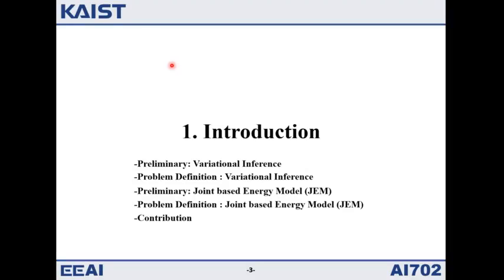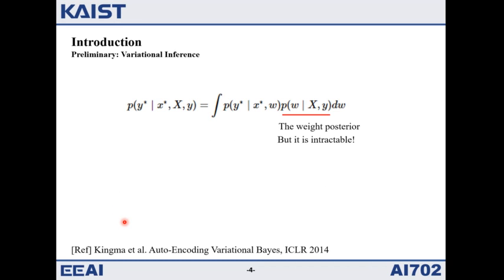The introduction section has 5 subsections: preliminaries of the required concepts, the problem definition, and finally the contribution of this term project. This is the Bayesian inference formulation, and in the study of Bayesian inference, there have been issues with the intractable weight posterior like this.